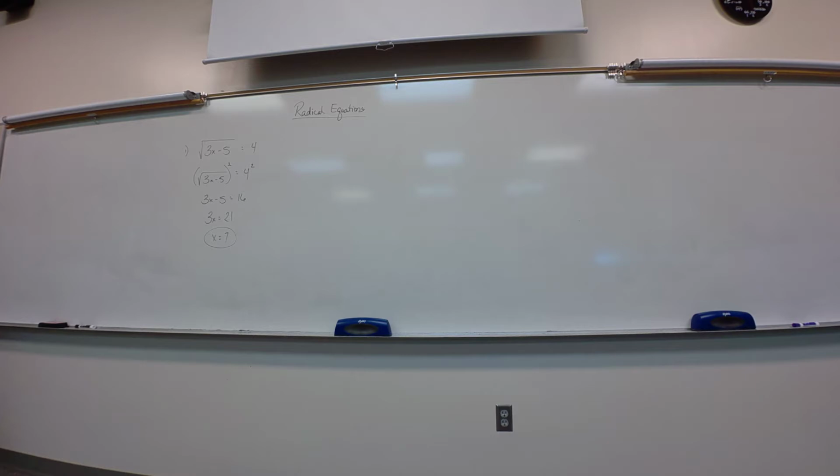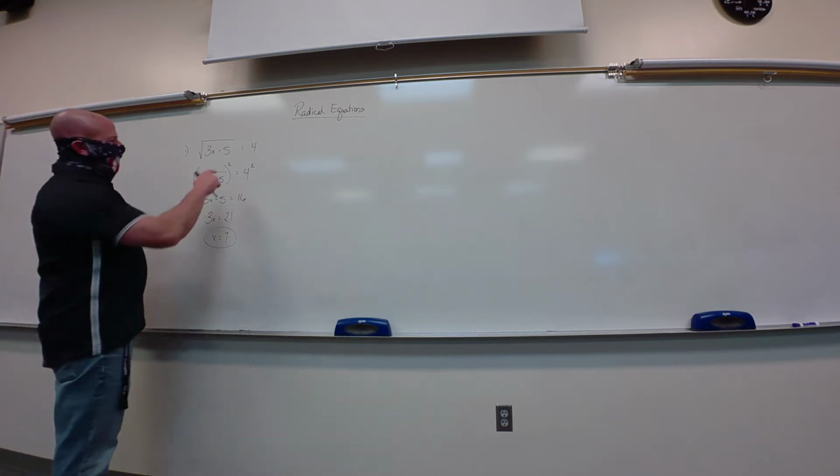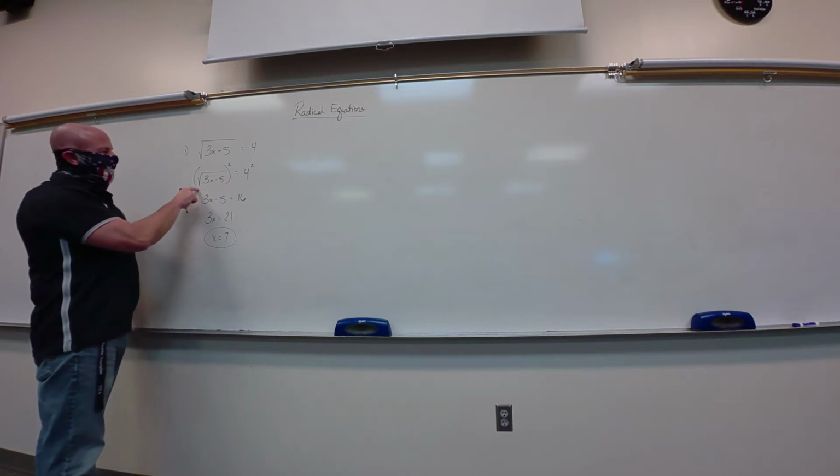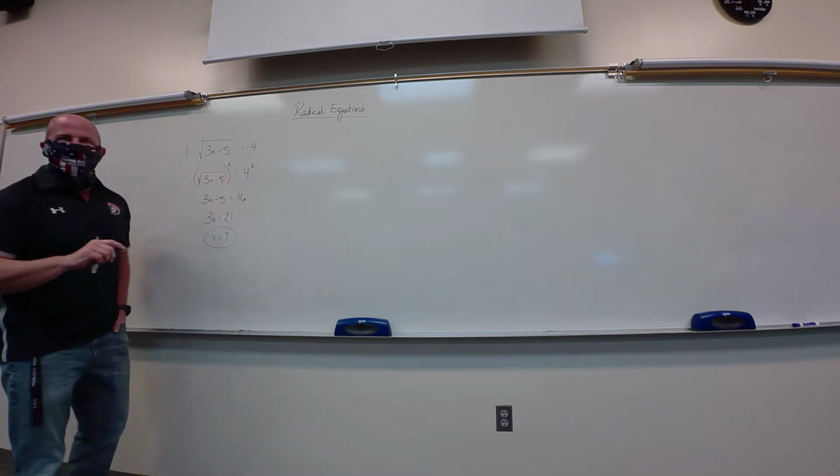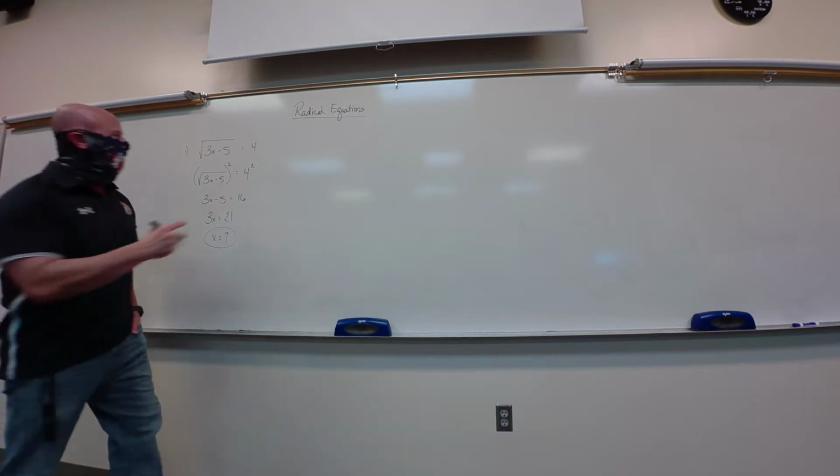So if we can eliminate that radical. Now, the idea is if you square a square root, that's the opposite operation. It's going to give you this inside piece. What's really happening is the exponents.